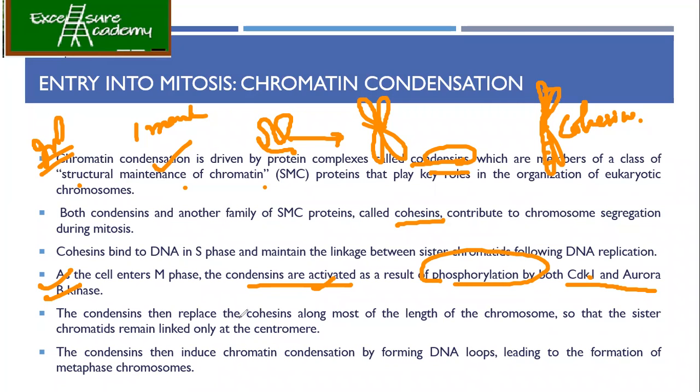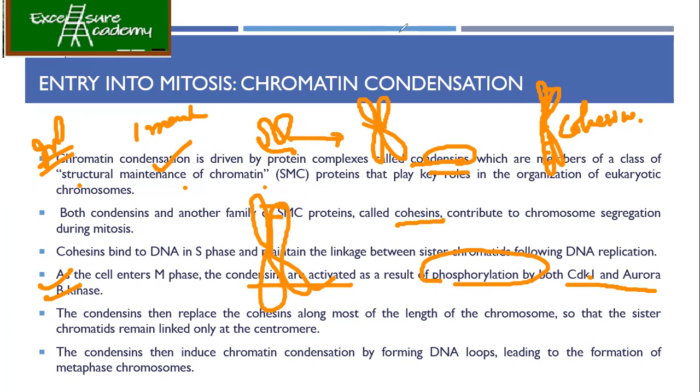The condensins then replace the cohesins along most of the length of the chromosome, so that the sister chromatids remain linked only at the centromere. So what is happening as it is progressing into the M phase, that is, it is reaching the metaphase? Now I want the cohesins to lose their activity, right? Otherwise, what will happen? I have my chromatids ready.